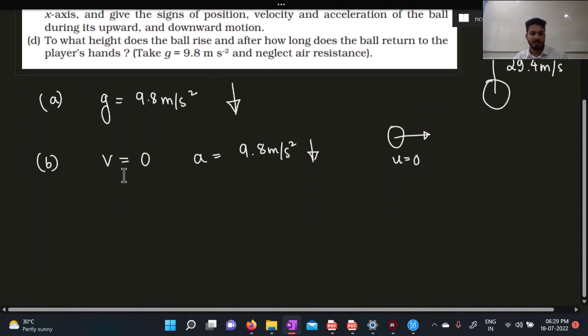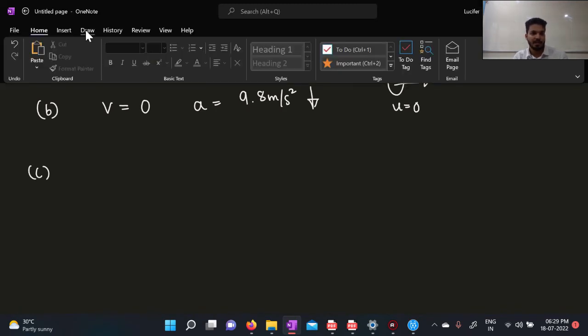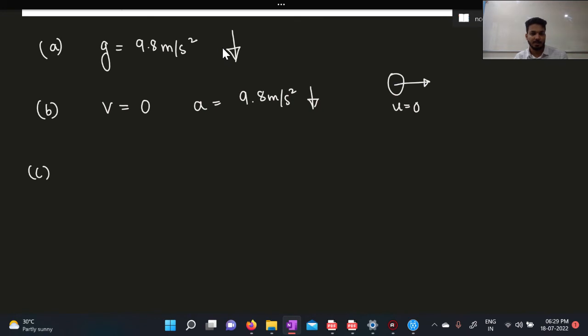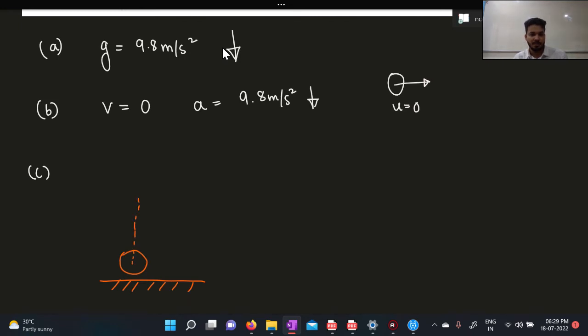Let me draw the diagram here. I think this is where we need to definitely make a diagram, and I'm going to make it with a different color. So this is the ground. There was this one ball which was here, and it was sent upwards, and it reached a maximum height, and then it started coming down and fell somewhere here. Actually it will fall back at the exact same spot, but I made it like this just because I want to designate the different directions.